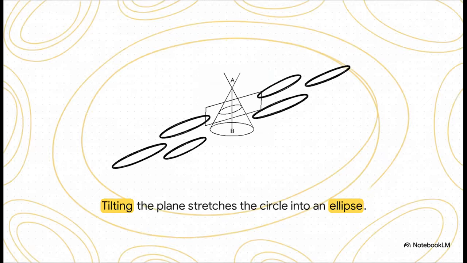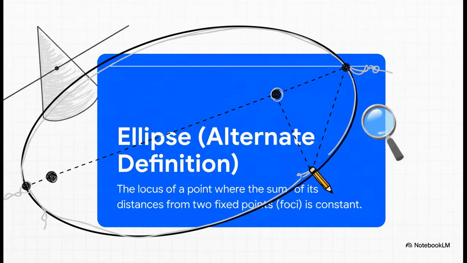But now, what happens if we just tilt that slice a little bit? As long as the plane still cuts all the way through one of the cones, that circle gets stretched out. It becomes an ellipse. Think of it like a squashed or elongated circle. Now, this stretched out shape has this really cool property. An ellipse is defined by 2 special points inside it called foci. If you pick any point on the edge of the ellipse and measure the distance to both foci and add them up, that sum will always be the same no matter which point you pick.